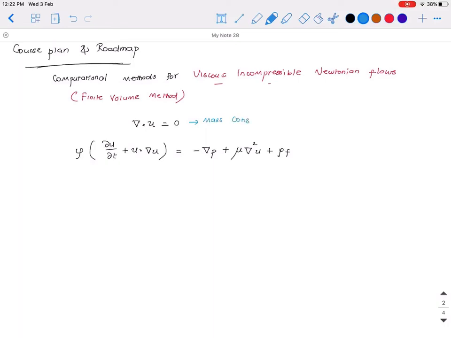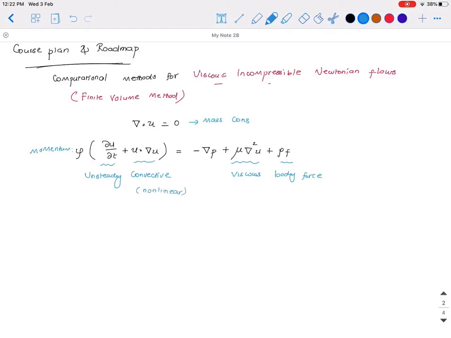Okay, and this is the momentum equation. The first term, as you know, is the unsteady term. Second is the convective term. This is the viscous term. This is the body force or source term, we can say. And you know the convective terms are non-linear here.